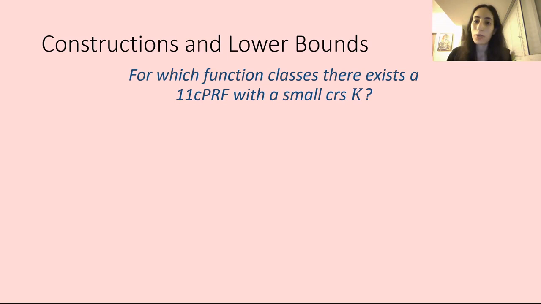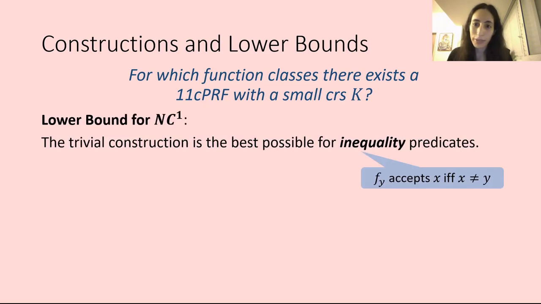So recall that we had this trivial construction, which allows us to support any function class, but with the price of having keys that grow with the input space. So our next observation is that for some function classes, this is the best possible. And in particular, we will show this for the inequality class of functions.